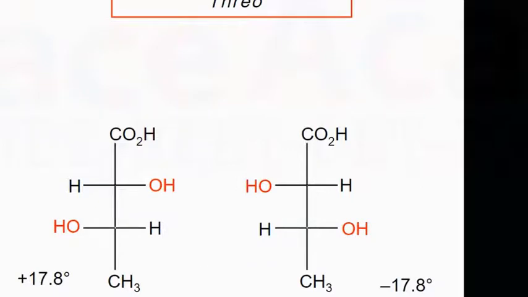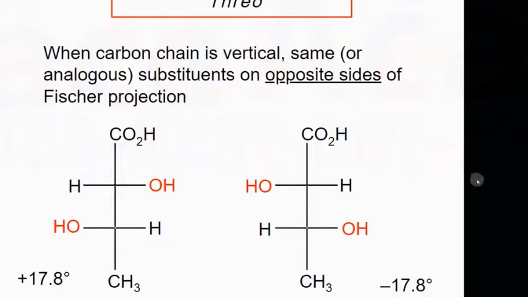Threo. What does it mean? When the carbon chain is vertical, the same or analogous substituents on opposite sides of the Fischer projection. Opposite sides, that is threo.